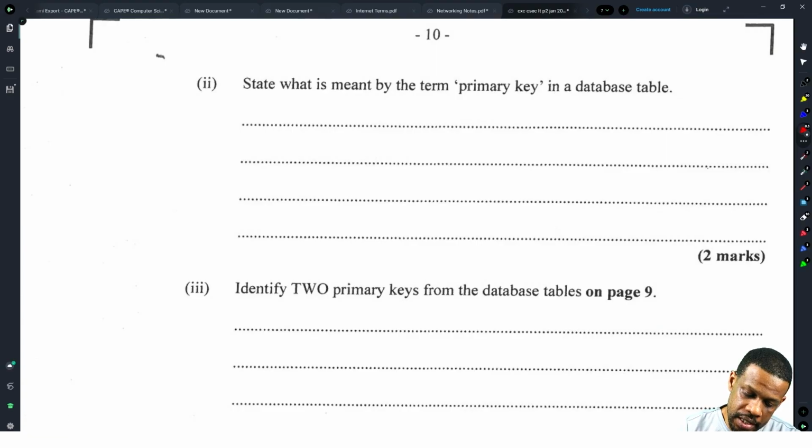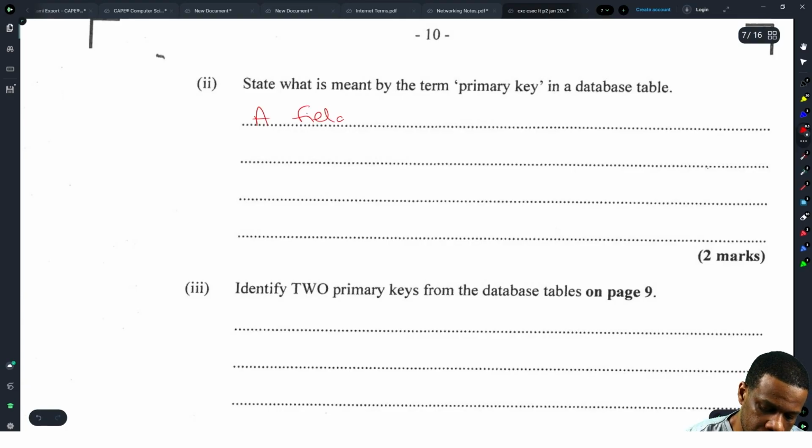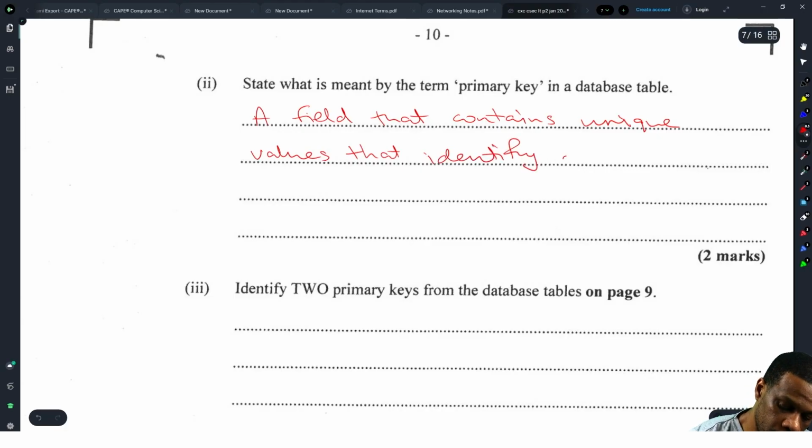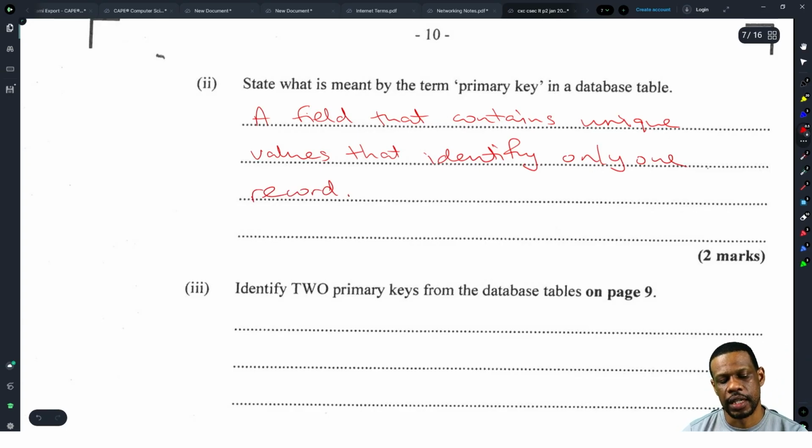So yeah. Alright, state what is meant by the term primary key in a database table. A primary key is a field that contains unique values that identify records. Only one record. Right, so a primary key is a field that contains a unique value that identifies one record in the table, right?